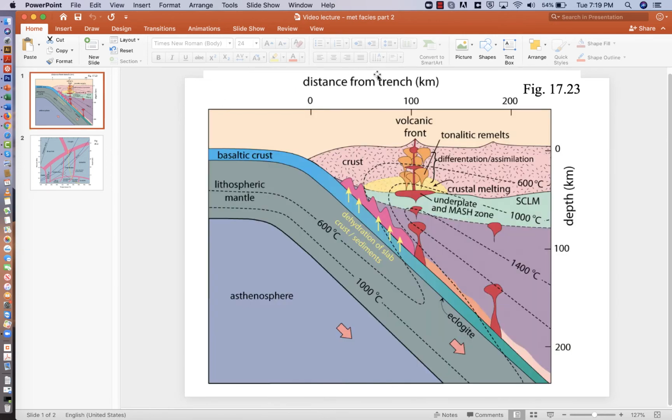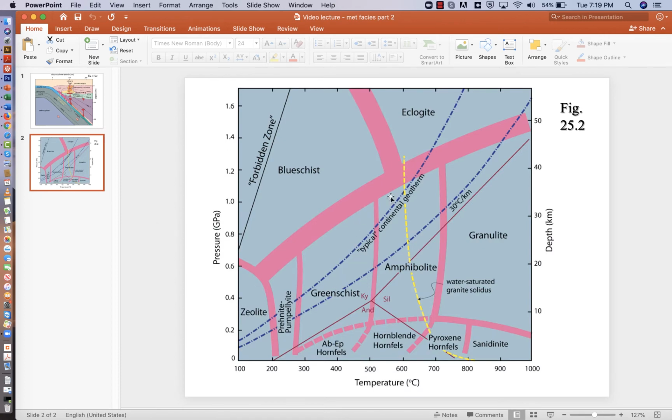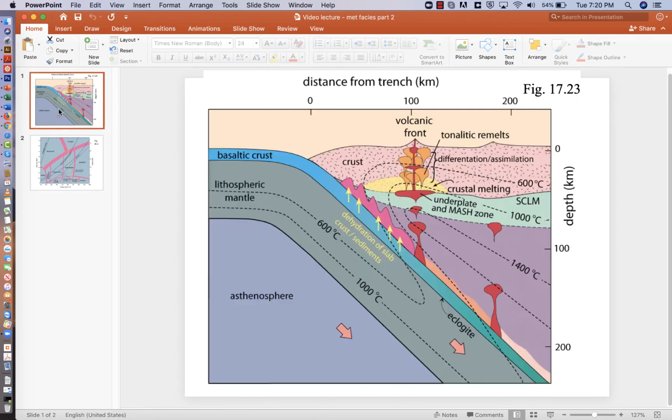Now, how are we going to map these? Well, if we come back to this, remember that the greenschist to amphibolite boundary, just to give an example, happens at about 500 degrees. We can keep things simple and just call it 500 degrees. We won't worry about this little low temperature tail down there.